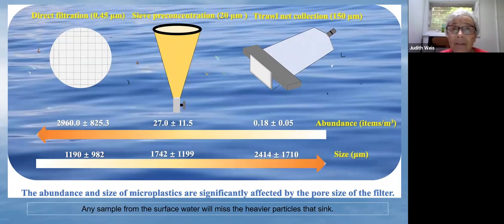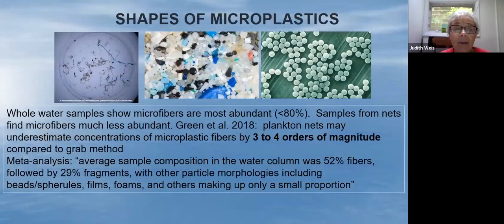And people are using various different collecting methods, so it's impossible to compare one study with another. Looking at the shapes and the counting, when you do whole water samples through a filter, it will show that the most common shape by far is the long, thin microfibers. So microfibers are a particular type of microplastic that are long and thin.